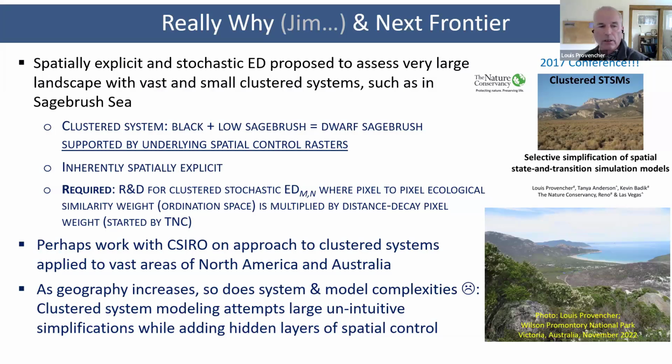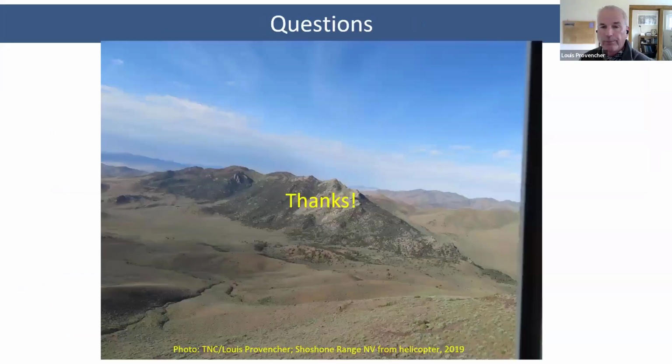It's meaningless. And CSIRO Australia is thinking about some of these concepts, and I think we should think about it more in our part of the world, especially with something wide-ranging like greater sage-grouse. But as geography increases, complexity increases, and as things get more complex, we have to find methods to simplify, simplify and simplify. And this is why this whole spatially explicit stochastic thing emerged. That's it.